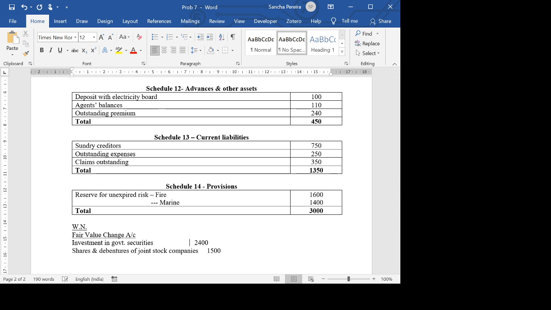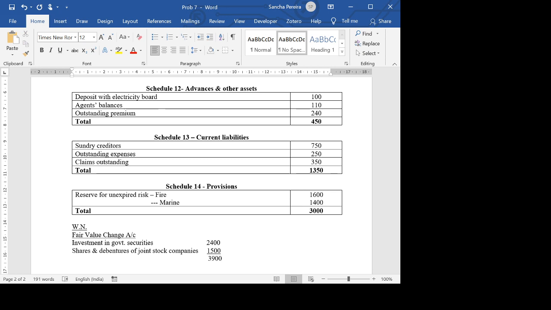Shares and debentures of joint stock companies. So basically the total value of the investments, if you put these two together and add them, you get 3,900. The book value of the investment is given in the details. So the book value of these investments is 3,900.